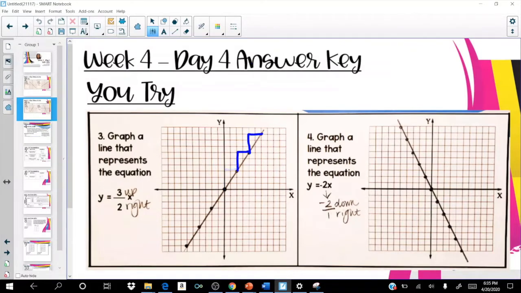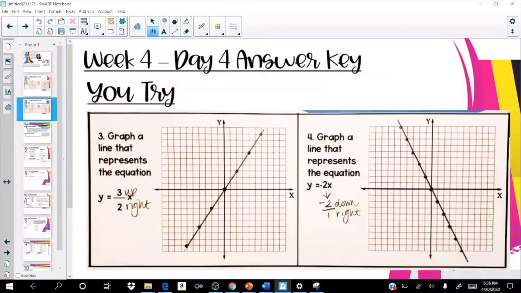Okay? To plot points underneath the original point, you will go in the opposite direction. So instead of going 3 up, 2 right, you will go 3 down, 2 left. 1, 2, 3 down, 2 left, and repeat. Okay? And then after that, you should have taken your straight edge or ruler and connected the dots to create your line.